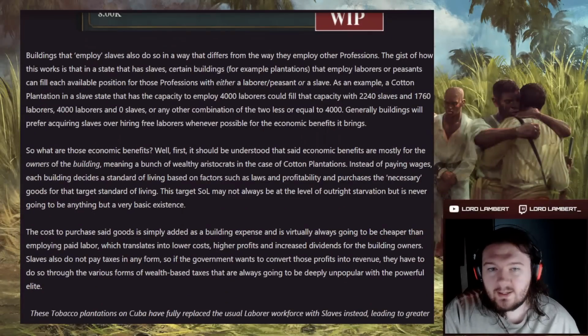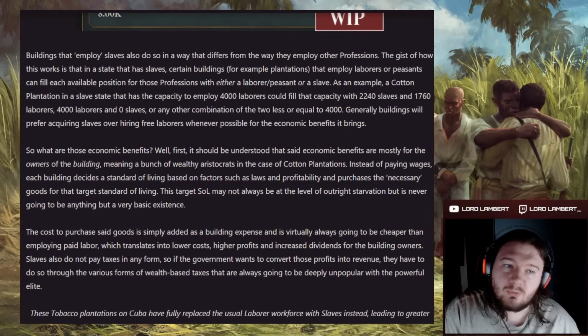Buildings that employ slaves also do so in a way that differs from the way they employ other professions. The gist of how this works is that in a state that has slaves, certain buildings, for example plantations, that employ labourers or peasants can fill each available position for those professions with either a labourer or peasant or a slave. As an example, a cotton plantation in a slave state that has the capacity to employ 4,000 labourers could fill that capacity with 2,240 slaves and 1,760 labourers, 4,000 labourers and 0 slaves, or any other combination of the two less or equal to 4,000.